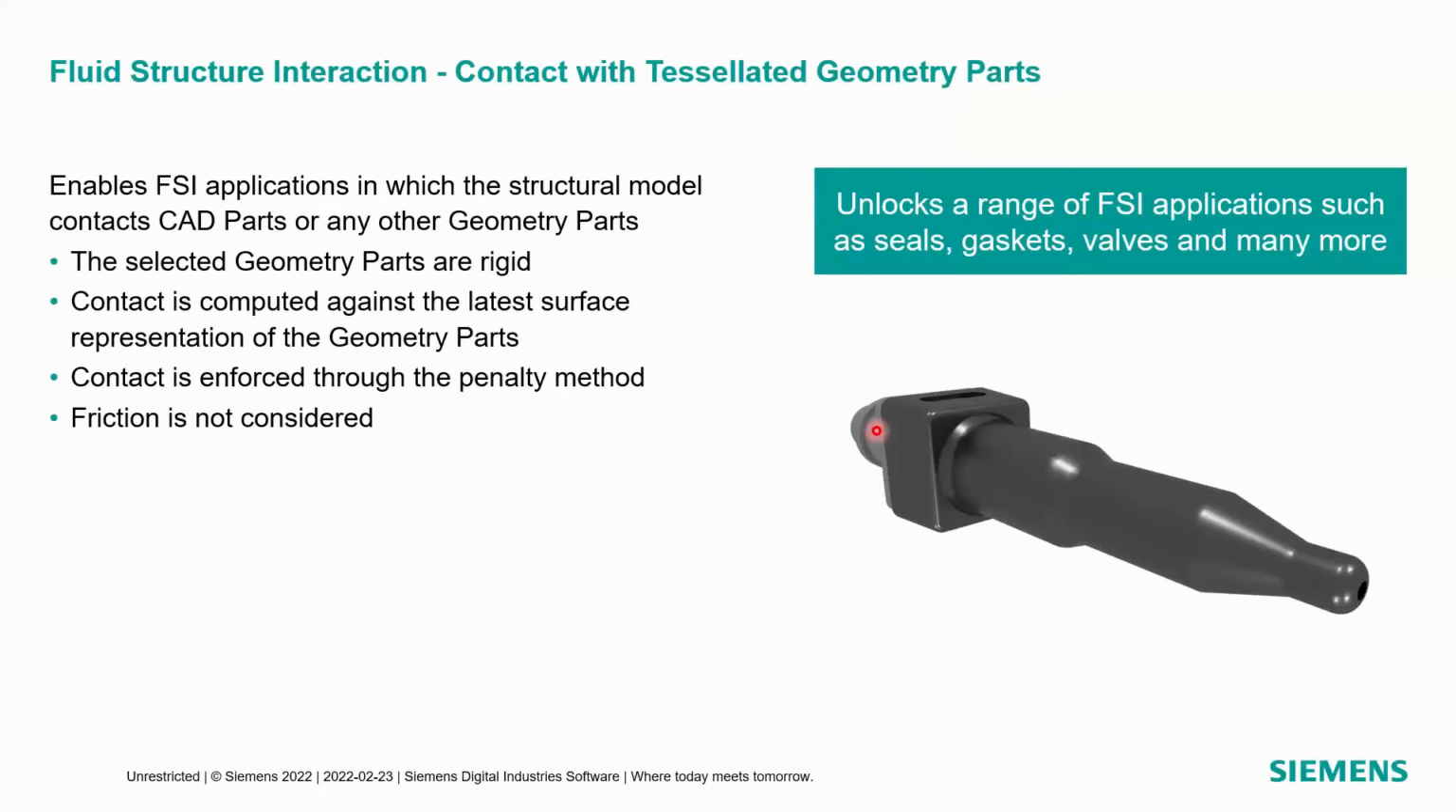All right, the improvement to fluid structure interaction that I mentioned earlier is the addition of contact with tessellated geometry parts and the ability to handle those now. So basically what this means is you can have a structural part that may contact and deform against rigid parts. And this is a big step forward in the contact roadmap within the Siemens development team.